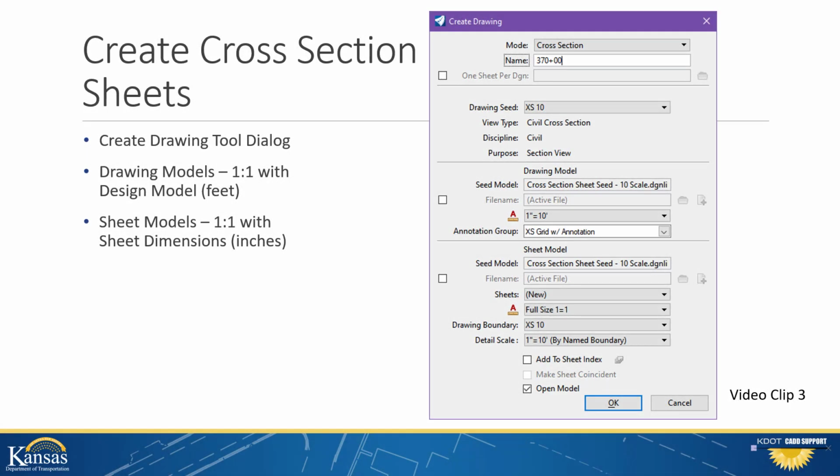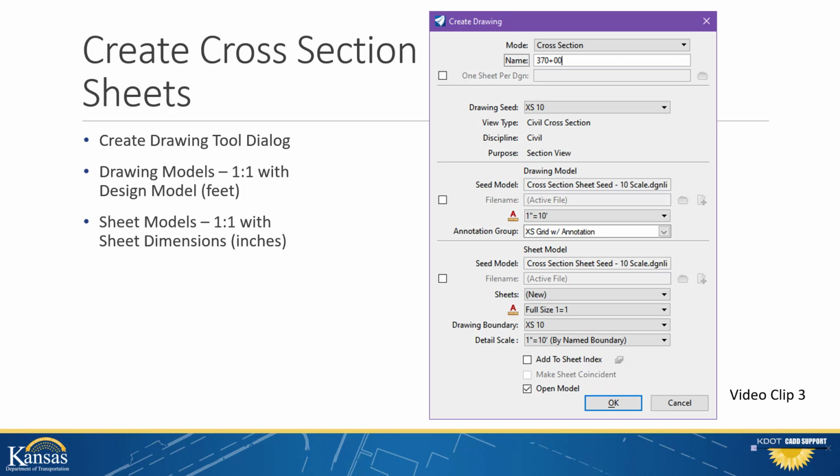With the toggles checked on to create drawing and show dialog, the Create Drawing dialog appears once the name boundaries are placed. Most of the dialog is populated with values from the Place Name Boundary tool. It is important to note that the drawing model is at the same scale as the design or default model. Measurements are in feet. The sheet models are at 1:1 with the size of the sheets in inches.